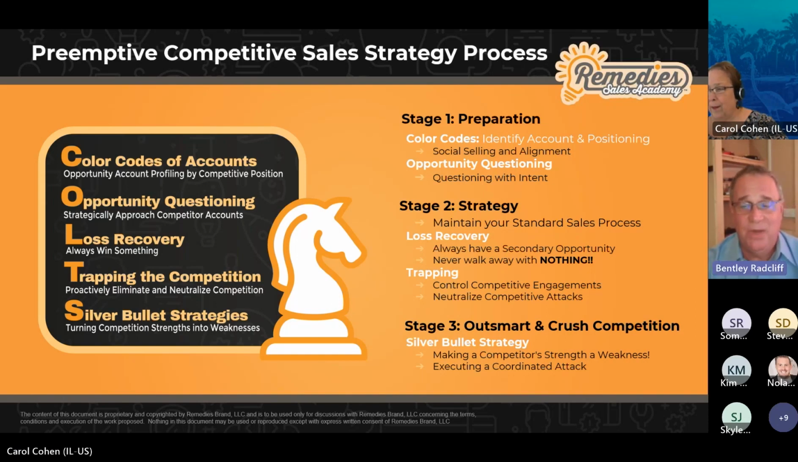And that's the thing. So let's talk about the last part in the few minutes we have, and that's outsmarting and crushing the competition, because that's what everybody really wants to do. Everybody wants a silver bullet. Like we said earlier, there are very few silver bullets in the world. The way to have a silver bullet is to create a silver bullet.